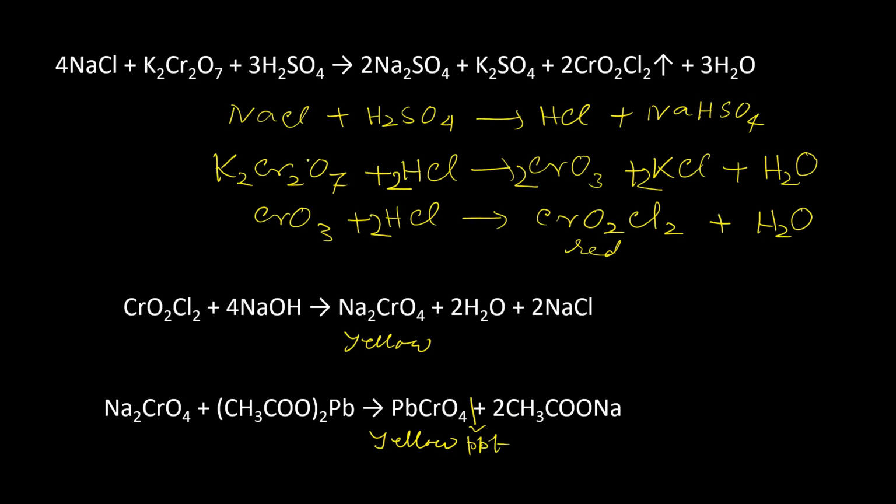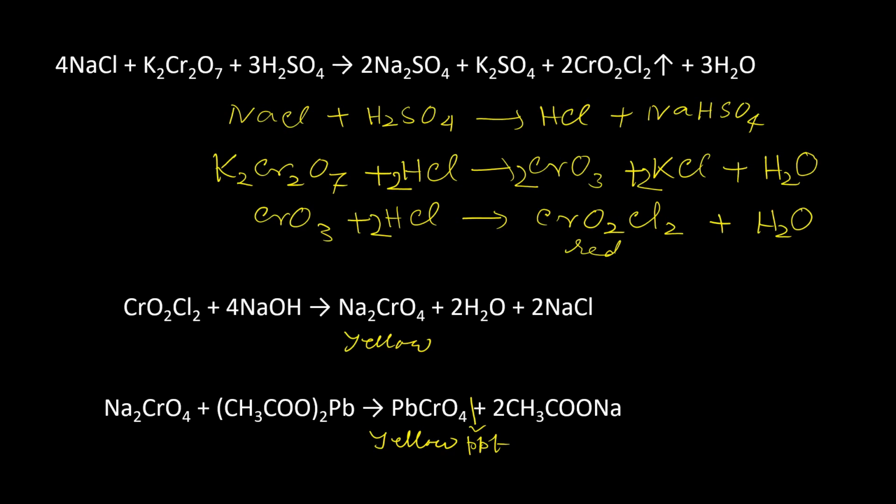First one is, you look here, chromium remains in the +6 oxidation state throughout. Here also +6, here also +6, here also +6. And here sulfuric acid plays a double role. First role, it is releasing the weak acid from the salt, and second role, it is a dehydrating agent, so it is absorbing this water. So this equilibrium moves towards the formation of chromyl chloride vapor, red colored chromyl chloride vapor.